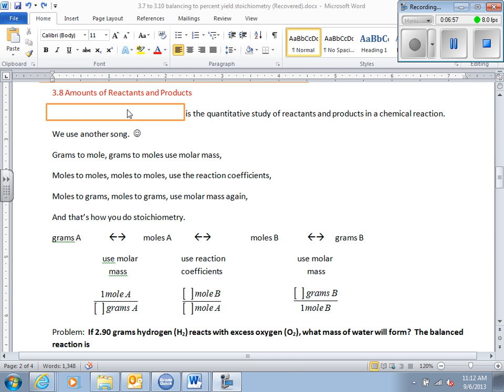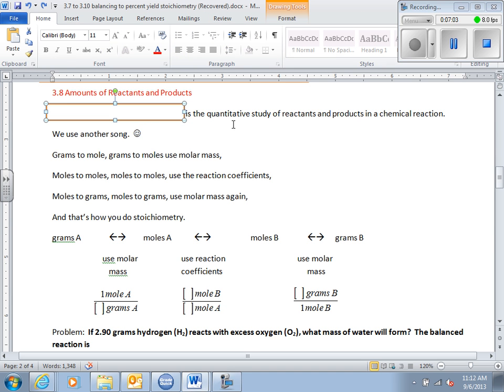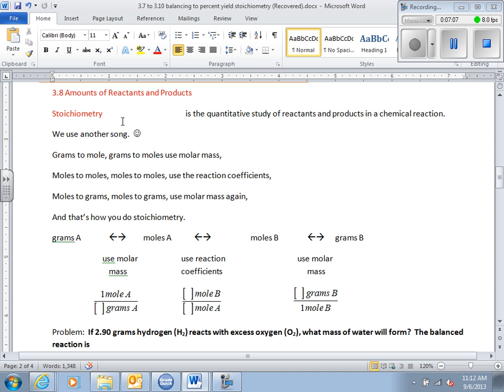So, amounts of reactants and products. That's our next section. And there's a special word for figuring out amounts of reactants and products in reactions. It's called stoichiometry. Stoichiometry is defined as the quantitative study of reactants and products in a chemical reaction. And we're going to use another song for this.